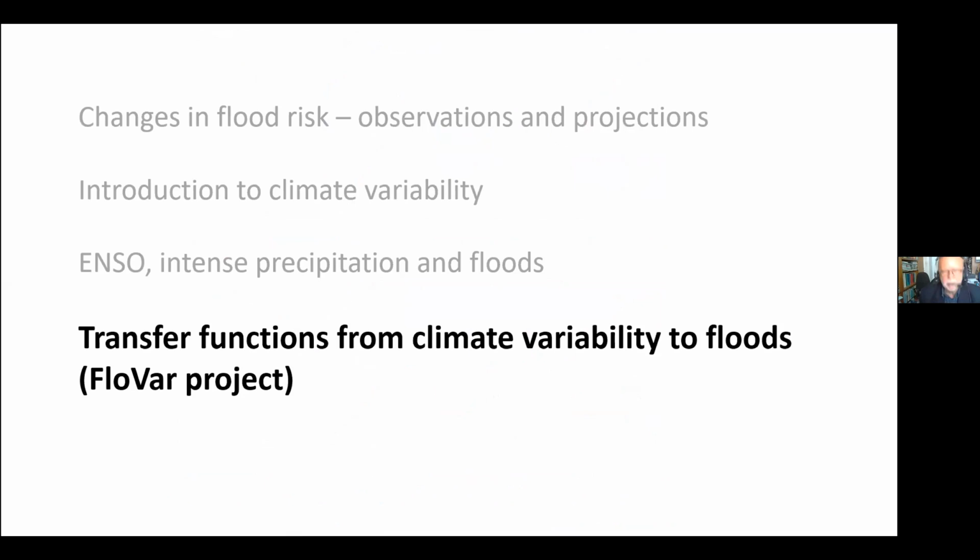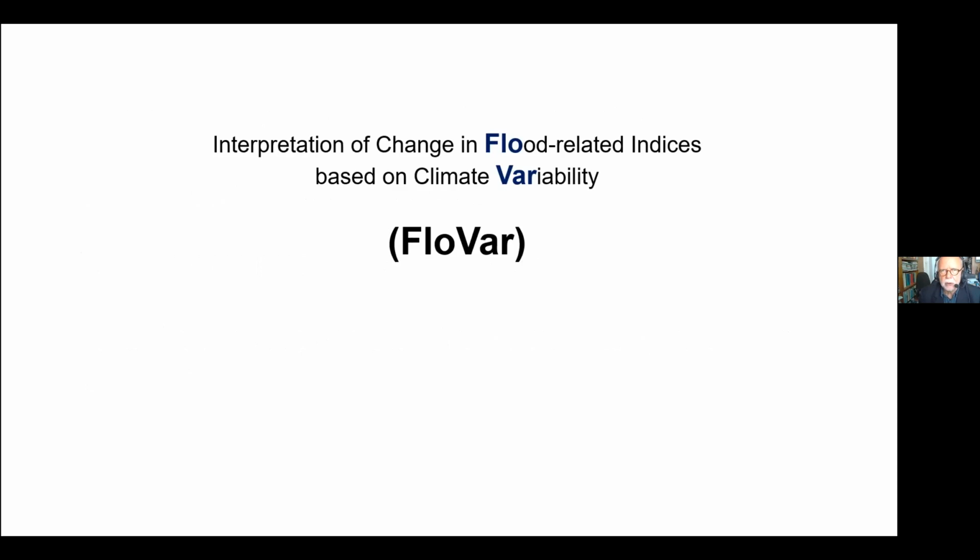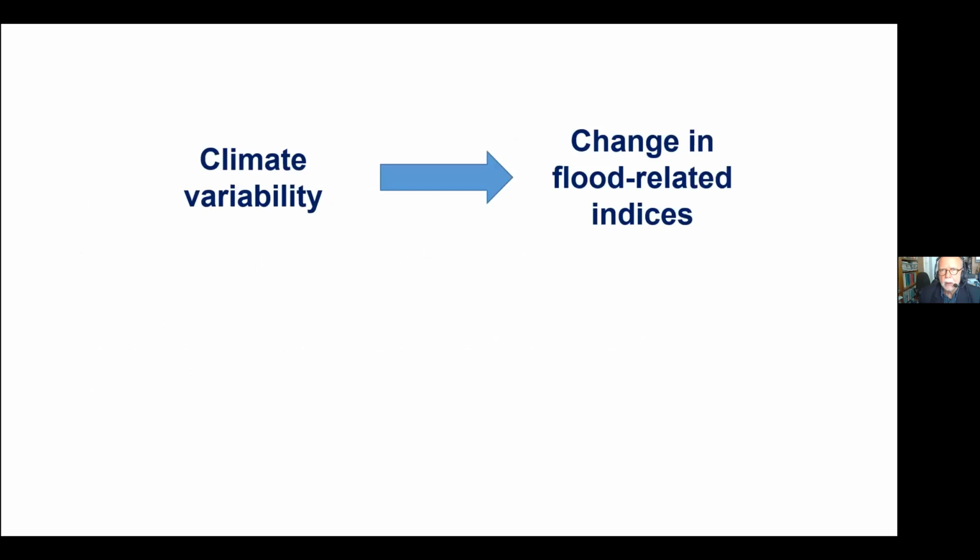The last part of my talk refers to a published project, FLOVAR. The title of this part is Transfer Functions from Climate Variability to Precipitation, Intense Precipitation and Floods. So the title of the project, Interpretation of Change in Flood-Related Indices Based on Climate Variability, explains the acronym FLOVAR. Based on climate variability, we want to make inference on flood-related indices. So we look for a transfer function between climate variability and flood-related indices.